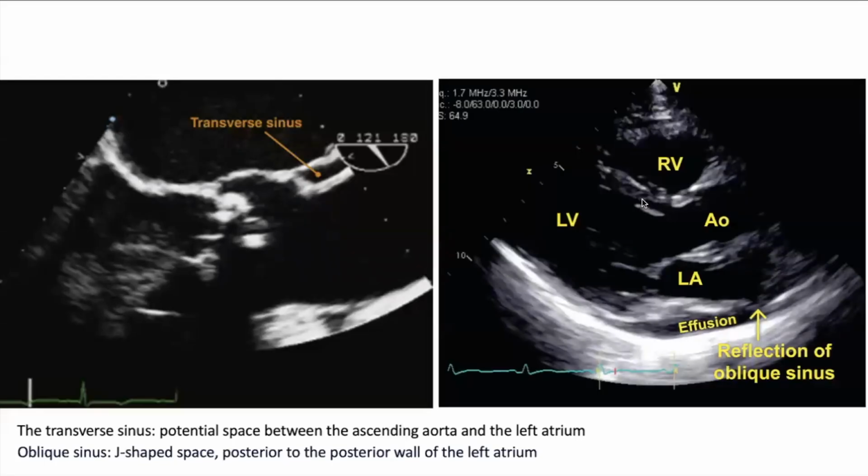And in terms of sinuses, the one over here on the left side, this is a TEE. I couldn't find a good TTE, but this is the transverse sinus, which is a potential space between the ascending aorta and the left atrium. And this is the oblique sinus, which is posterior to the posterior wall of the left atrium.